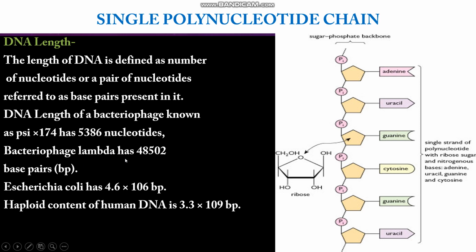Bacteriophage lambda, the DNA length is 48,502 base pairs. In E. coli, the DNA length is 4.6 x 10^6 base pairs. And the haploid content of human DNA is 3.3 x 10^9 base pairs. So that is how you find out the DNA length.